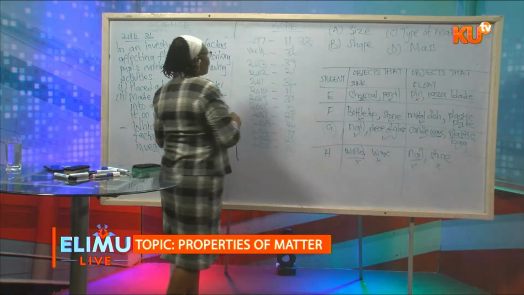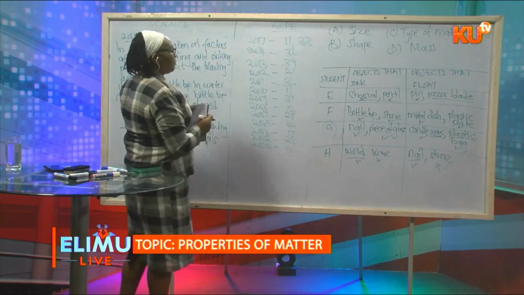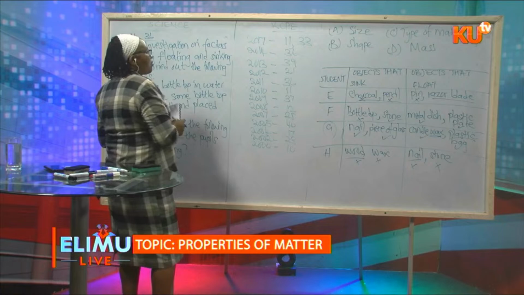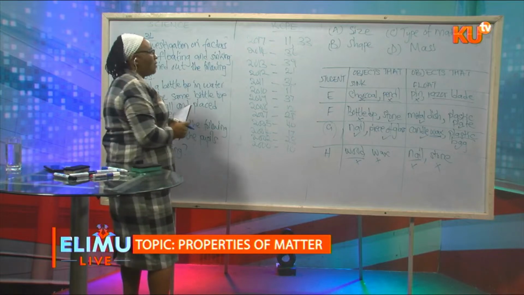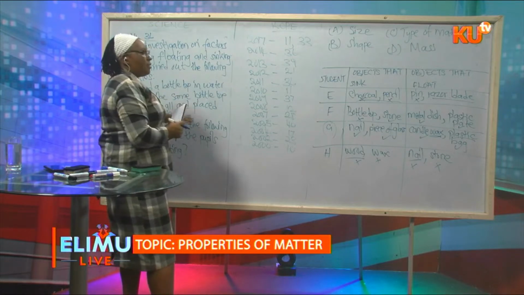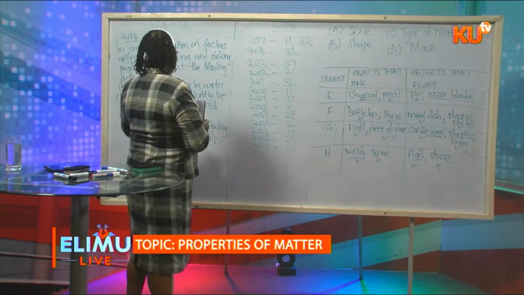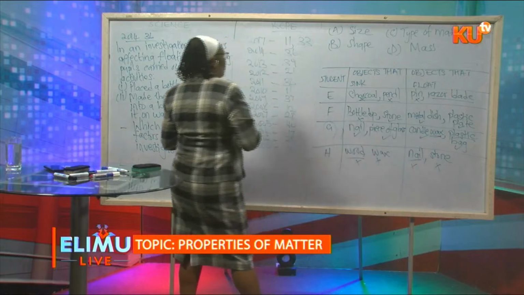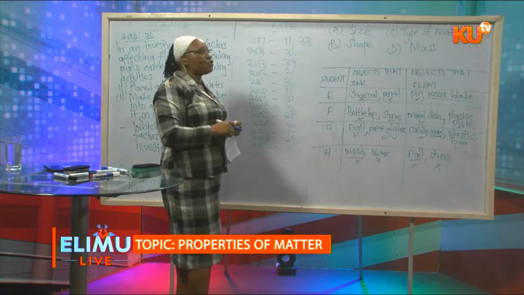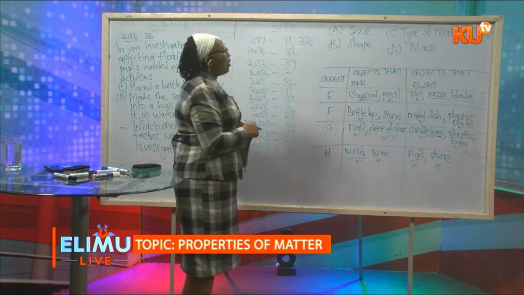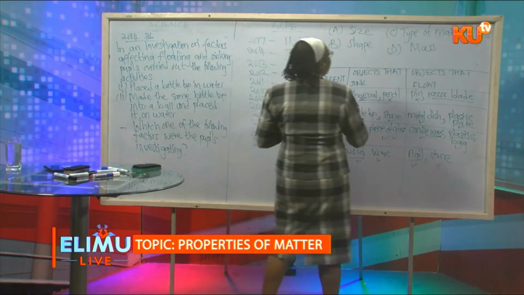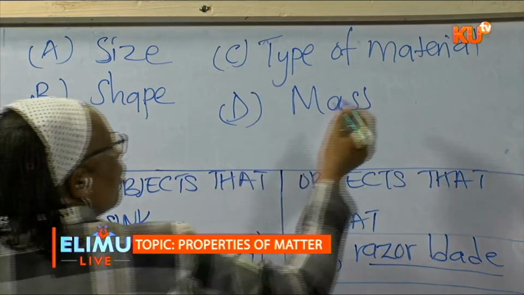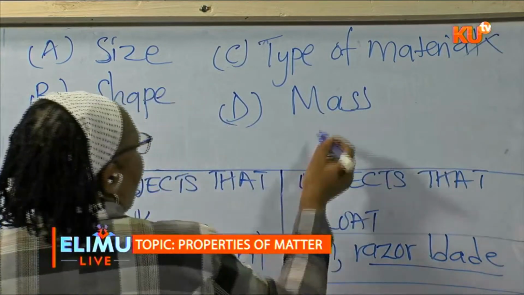Now, the fact that metals sink may confuse a learner, but remember that although a bottle top is made of metal, the shape that a bottle top has will make it float. When you crush it and change it into a ball, you have now changed the shape. So it is not the material because metals sink. So that one is out.